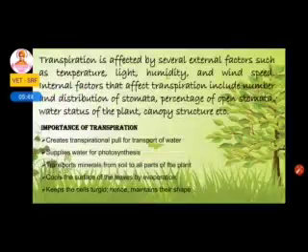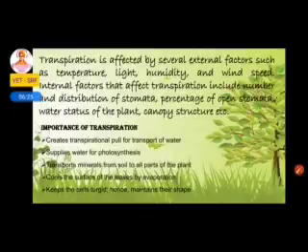The next one is factors affecting transpiration. There are some factors that affect transpiration. The factors present inside the plant are called internal factors, and factors present outside the plant are called external factors. The external factors which affect transpiration are temperature, light, humidity and wind. The internal factors that affect transpiration are distribution and number of stomata, percentage of open stomata, water status of the plant and canopy structure of the plant.